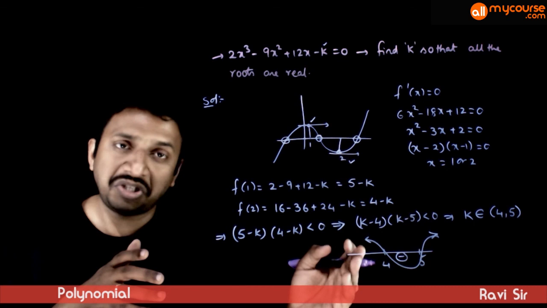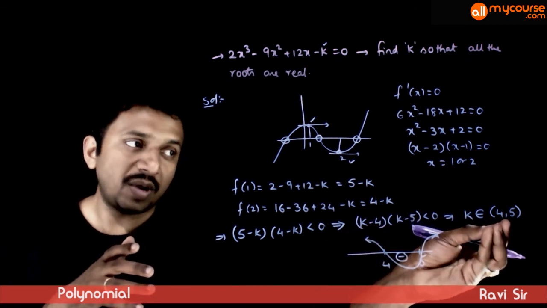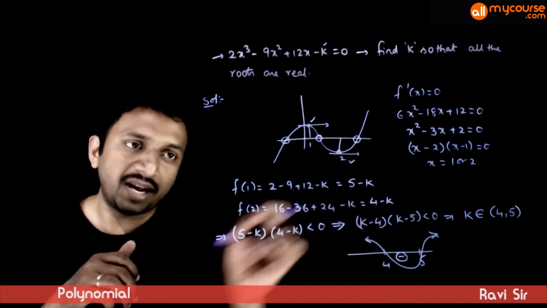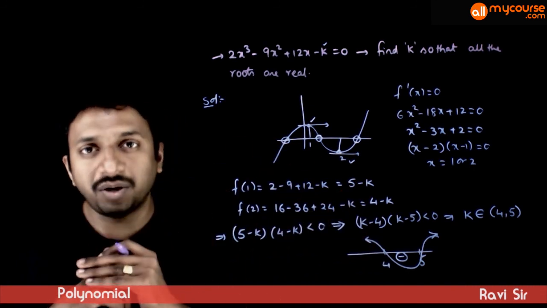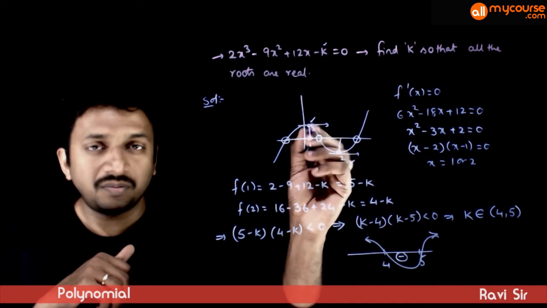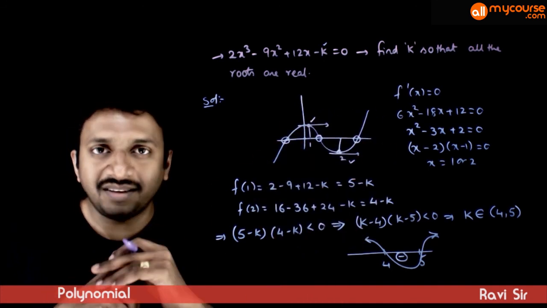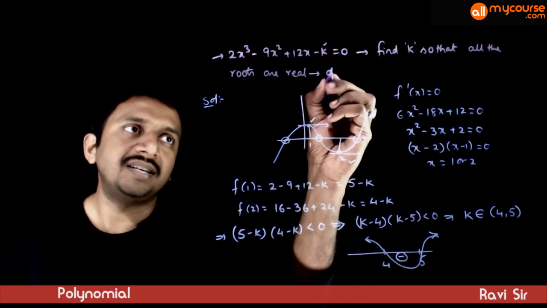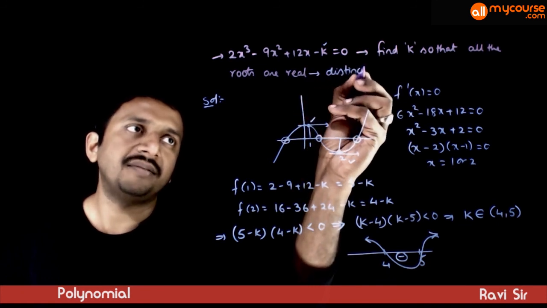So you can also check that this is valid, because if k is in between 4 and 5, f of 2 will be negative, f of 1 will be positive. So we have a graph like this, and you have all the three roots as distinct and real.